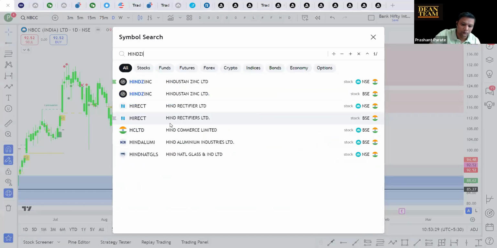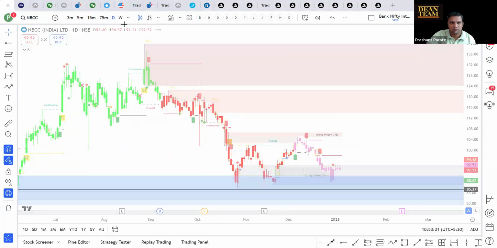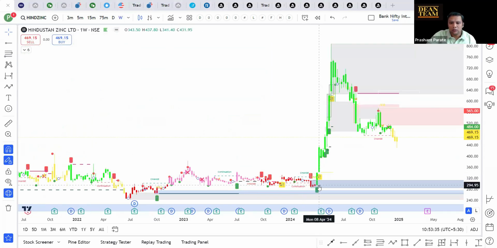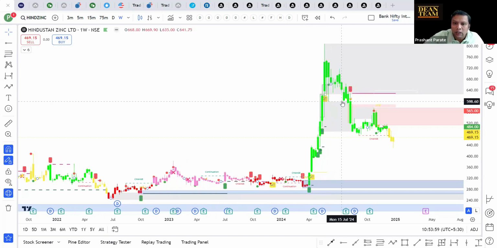In the zinc, again in the zinc, it went up too fast. So when it happens like this, too fast, too soon, from almost 300 levels or 280 levels, it went up to 700, 800. Means more than two times, more than 100% gain in so short duration. It is time to exit.